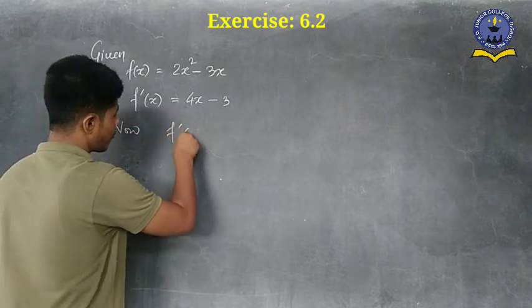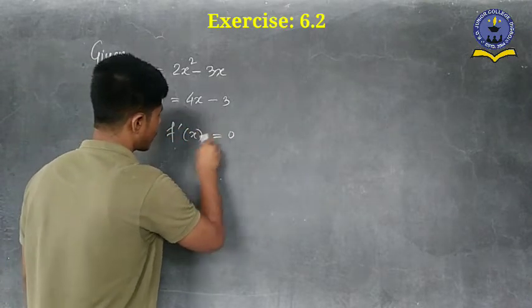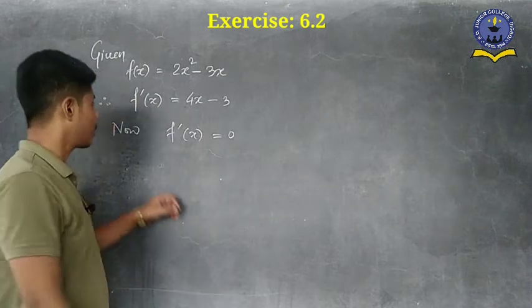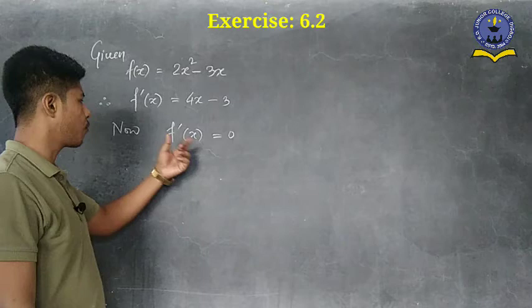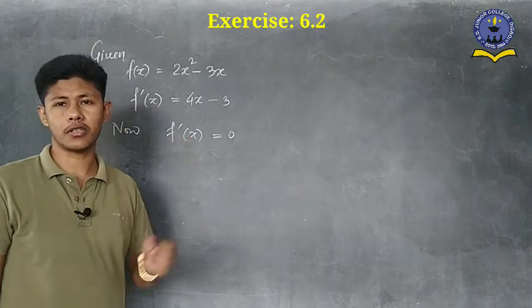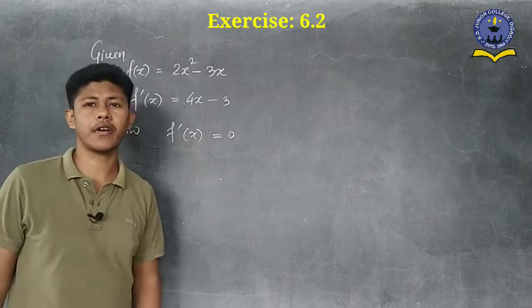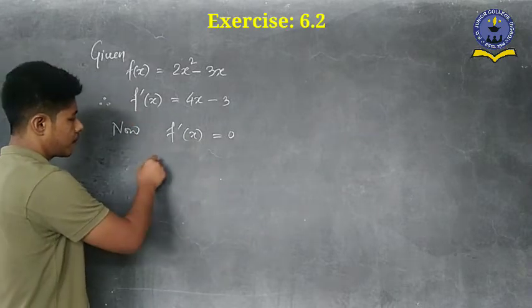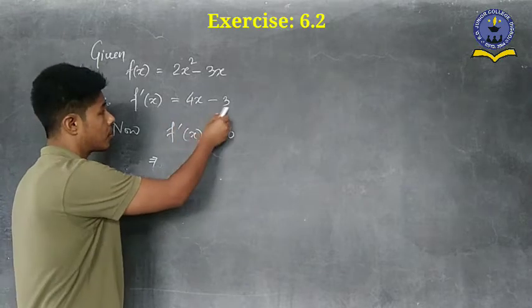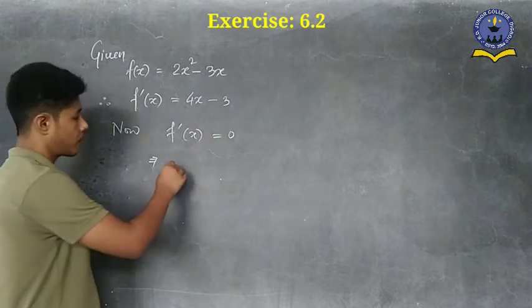Now to find the interval, what do you have to write? f'(x) = 0. Each and every time we have to write this, it is fixed. After differentiation, each and every time we write f'(x) = 0 to find the critical points or stationary points. That means we have to find the value of x here. The f'(x) value we already know: 4x − 3.